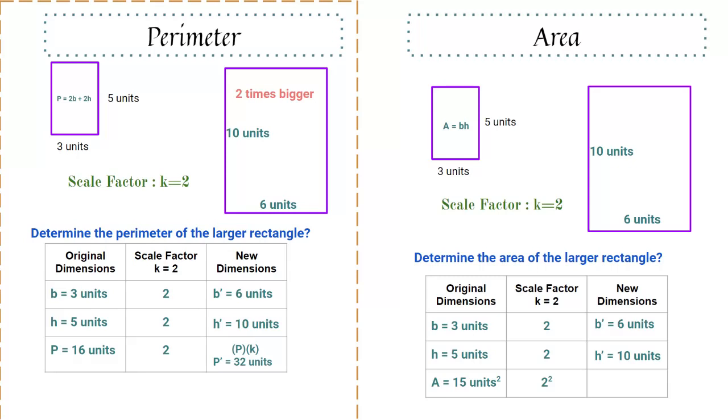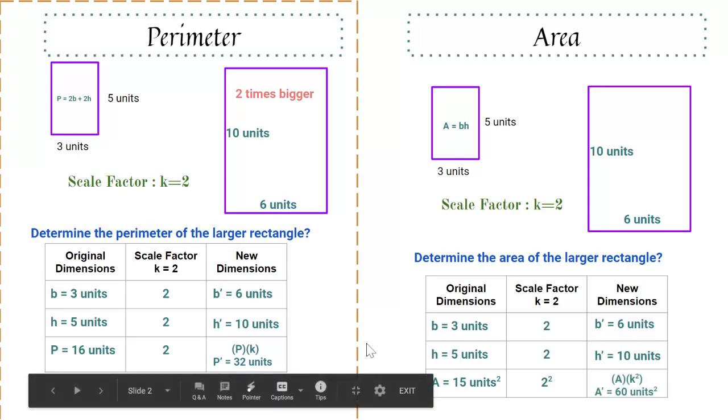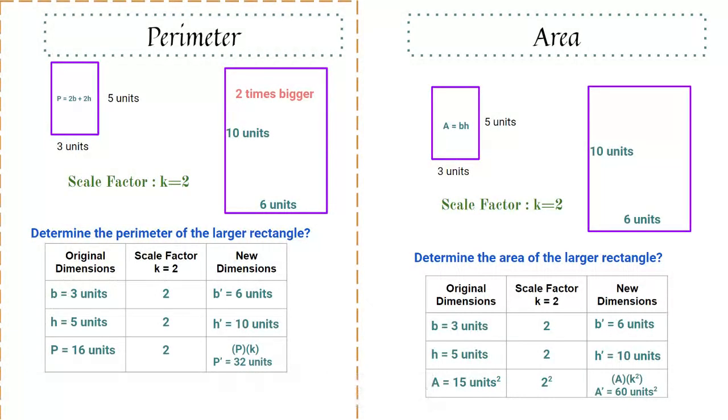So I can take the area of the original figure, which is 15 units squared, times my scale factor squared, and that will also give me 60 units squared. And the reason we have to square the scale factor is because, as I stated, to calculate area, we're multiplying.